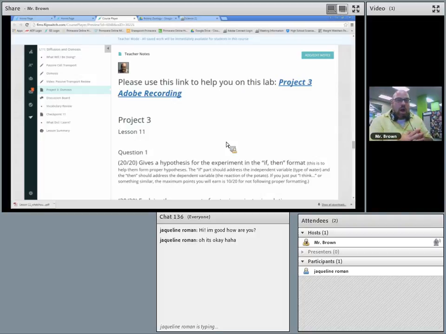So, question 1 just goes over what do you think is going to happen? Which potato slice do you think will change the most? What do you think will occur during this experiment?